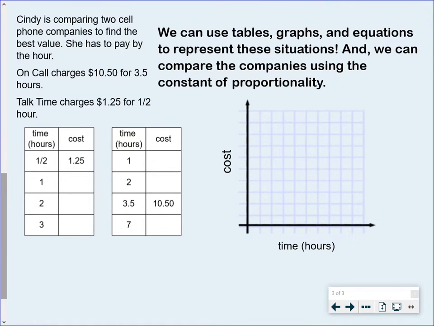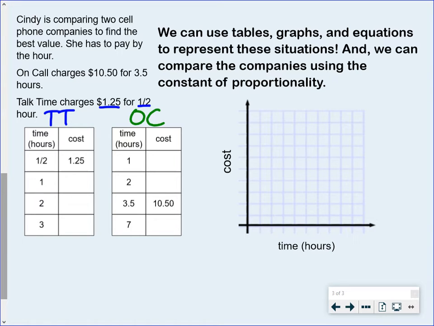In our example, Cindy is comparing two cell phone companies to find the best value. She has to pay by the hour. On-call charges $10.50 for 3.5 hours, and talk time charges $1.25 for 1/2 hour. Here are two tables. I know this one is talk time because I see that it's got the $1.25 in the 1/2 hour, which would mean this one is on call.